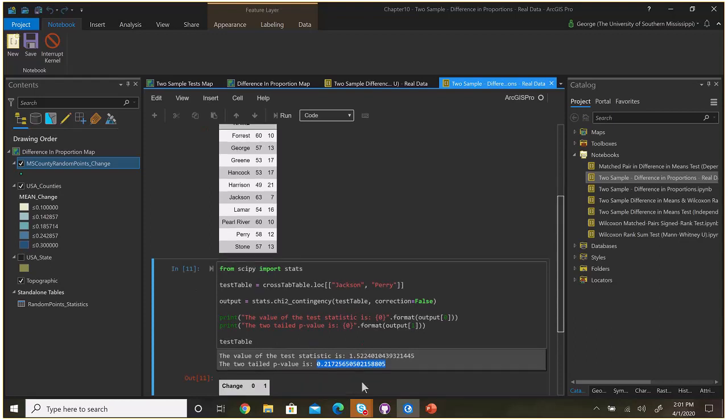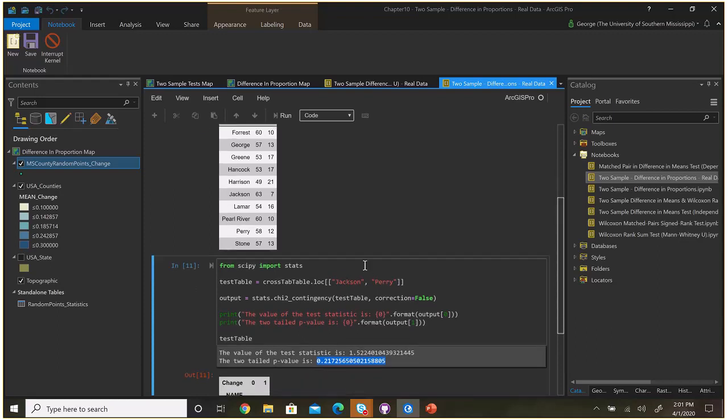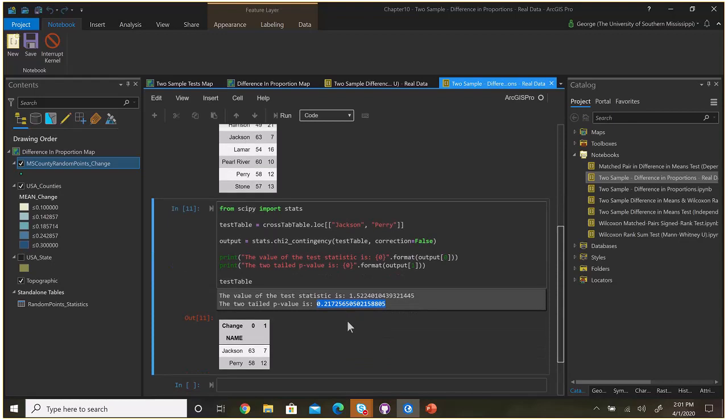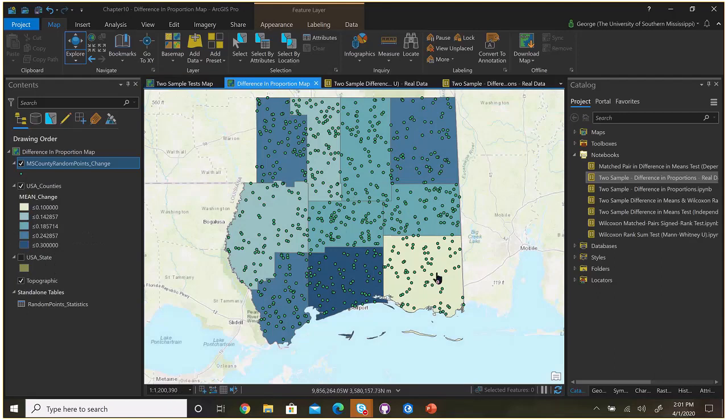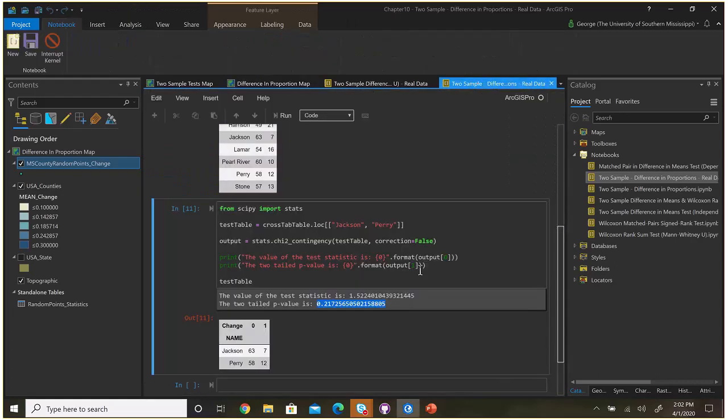So what does that tell us? Well, there's not a significant difference between Jackson and Perry. So if you look at the map here, Jackson and Perry here. Okay, they look like they're different colors, but based on our sample, we can't tell if there's a significant difference. If we want to go get more data, we could get a bigger sample, and perhaps there might be a significant difference. But based on our data, there's nothing to conclude that Perry and Jackson have a significantly different land cover change proportion.